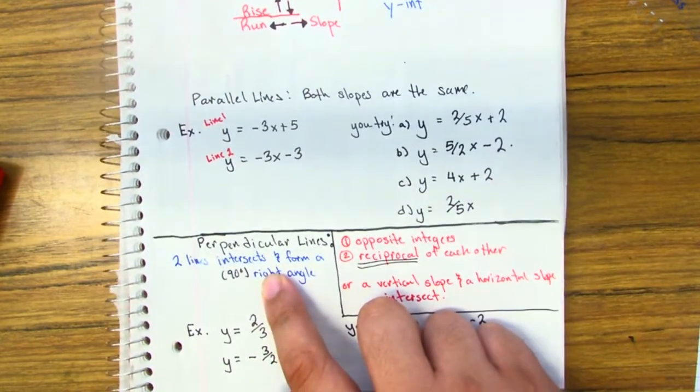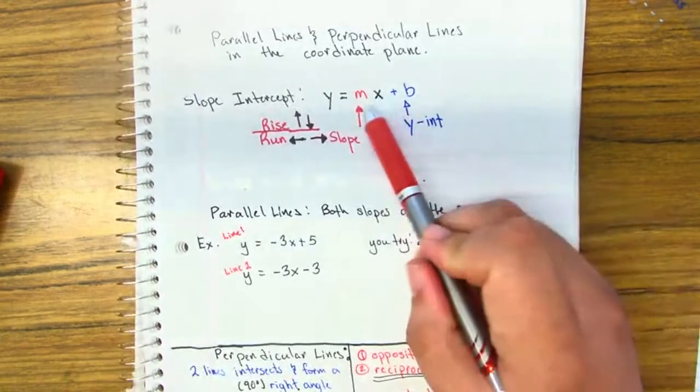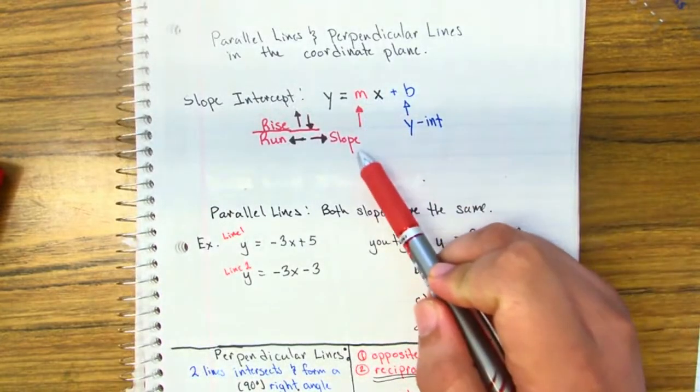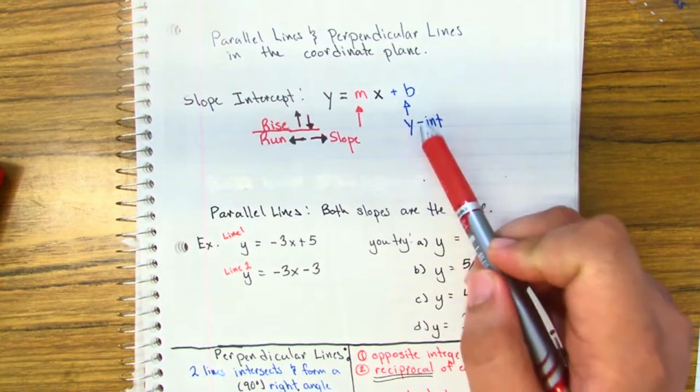So that's pretty much it. We're only going to be focusing on the m aspect, which is the slope part, and not the y-intercept.